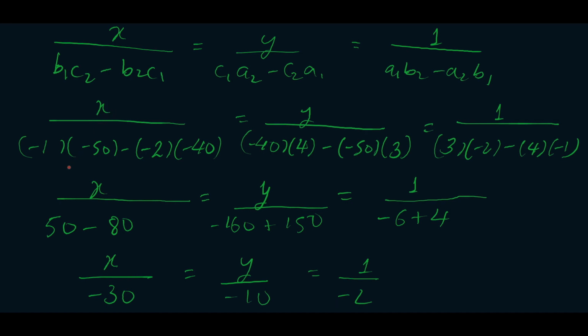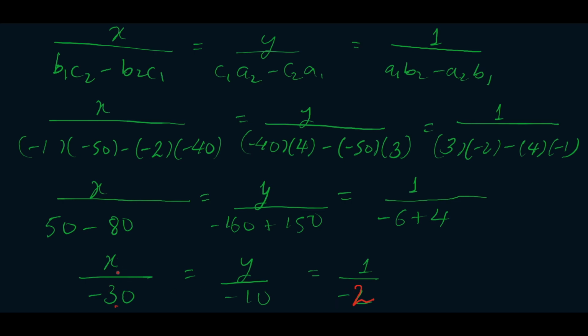So it is x by minus 1 times minus 50 minus minus 2 times minus 40 equals y by minus 40 times 4 minus minus 50 times 3 equals 1 by 3 times minus 2 minus 4 times minus 1. So it becomes x by 50 minus 80 equals y by minus 160 plus 150 equals 1 by minus 6 plus 4. So x by minus 30 equals y by minus 10 equals 1 by minus 2, that is minus 1 by 2.